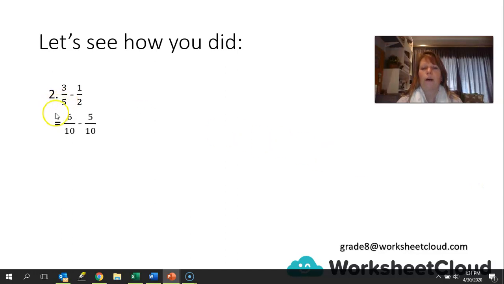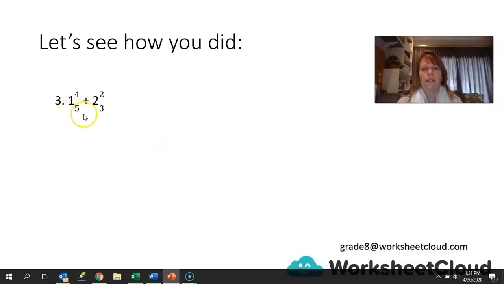So have a look. 5 times 2 is 10. 3 times 2 is 6. 2 times 5 is 10. So 1 times 5 is 5. We can subtract those. We don't have anything to borrow from anyway, but 6 minus 5 is 1 over 10. Okay, can't be simplified, remains as is. Let's have a look at number 3.